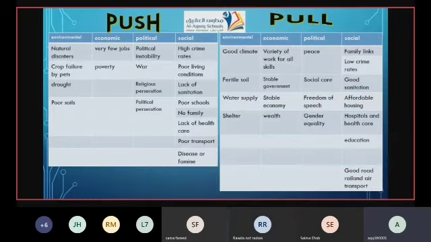And if the country is rich, a wealthy country, this might attract people because they're gonna have a high standard of living within the country. They're gonna have high quality of life over there.